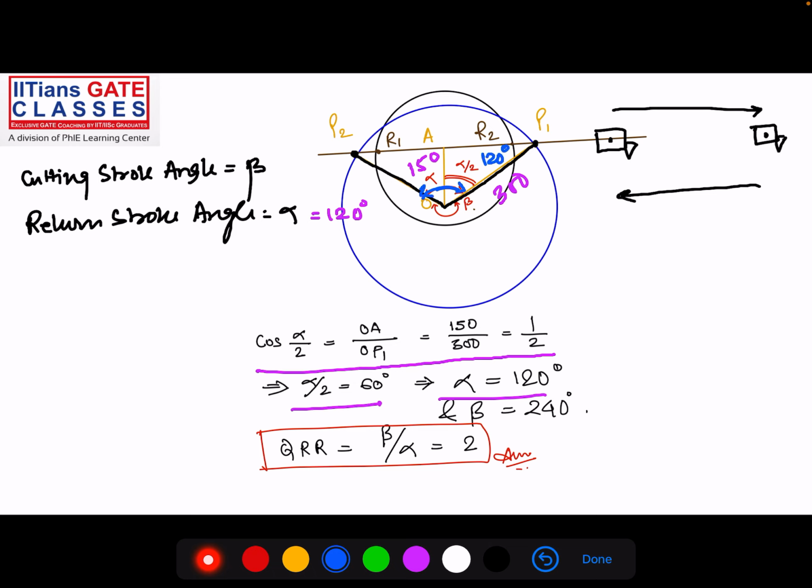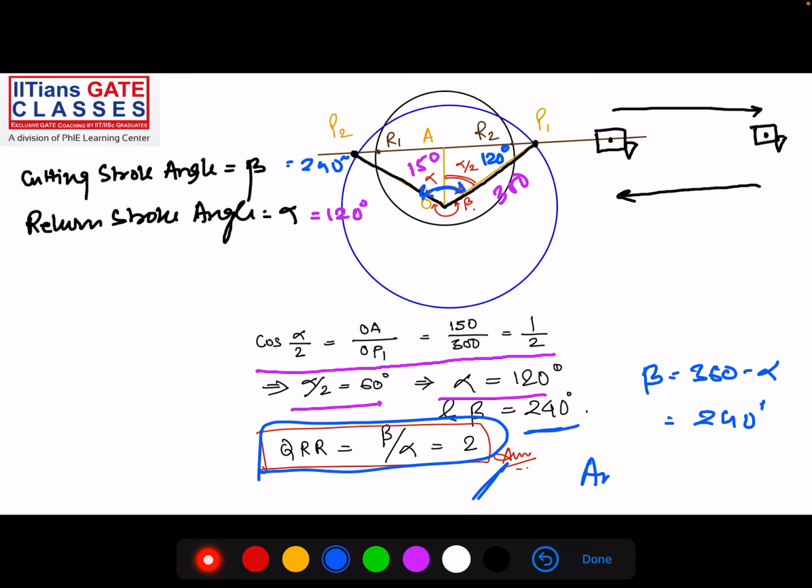So if alpha is 120, what will be beta? Beta is equal to 360 minus alpha, that is equal to 240 degrees. So what is the quick return ratio now? Quick return ratio is beta by alpha, that is 240 by 120, that is equal to 2. Right? So this was a very simple question.